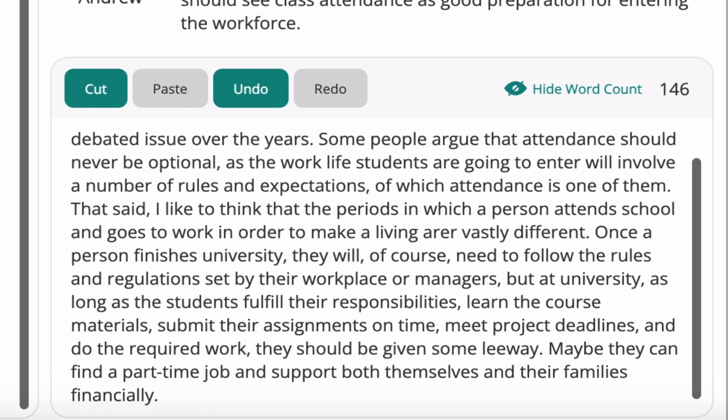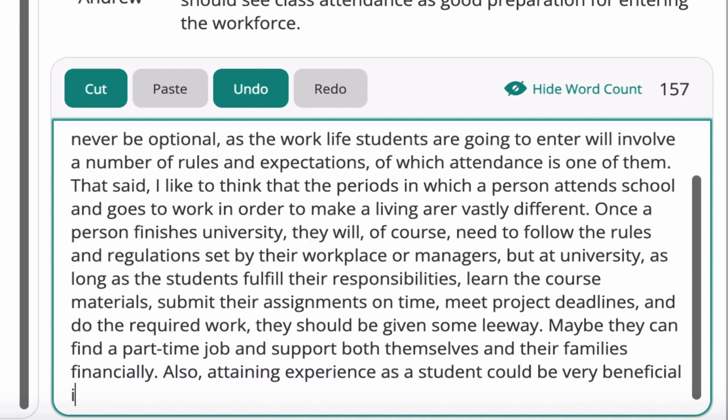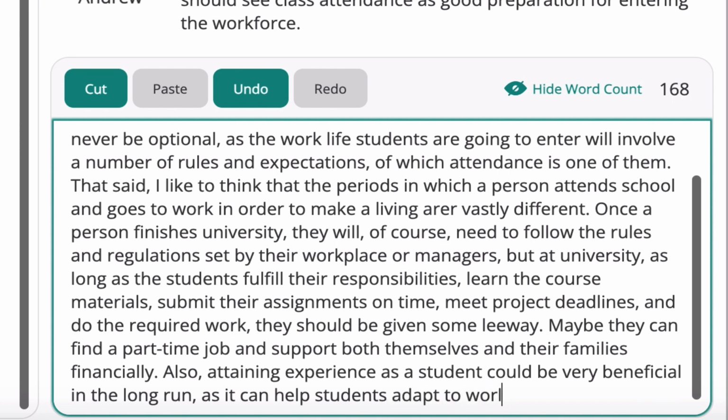Okay. And when they have a part-time job, what else can I say? When they have a part-time job, they also gain experience, right? So let's write that. Also, attaining experience as a student could be very beneficial in the long run. What do I mean? In the long run, as it can help students adapt to work life more easily. Okay. So I have 170 words.